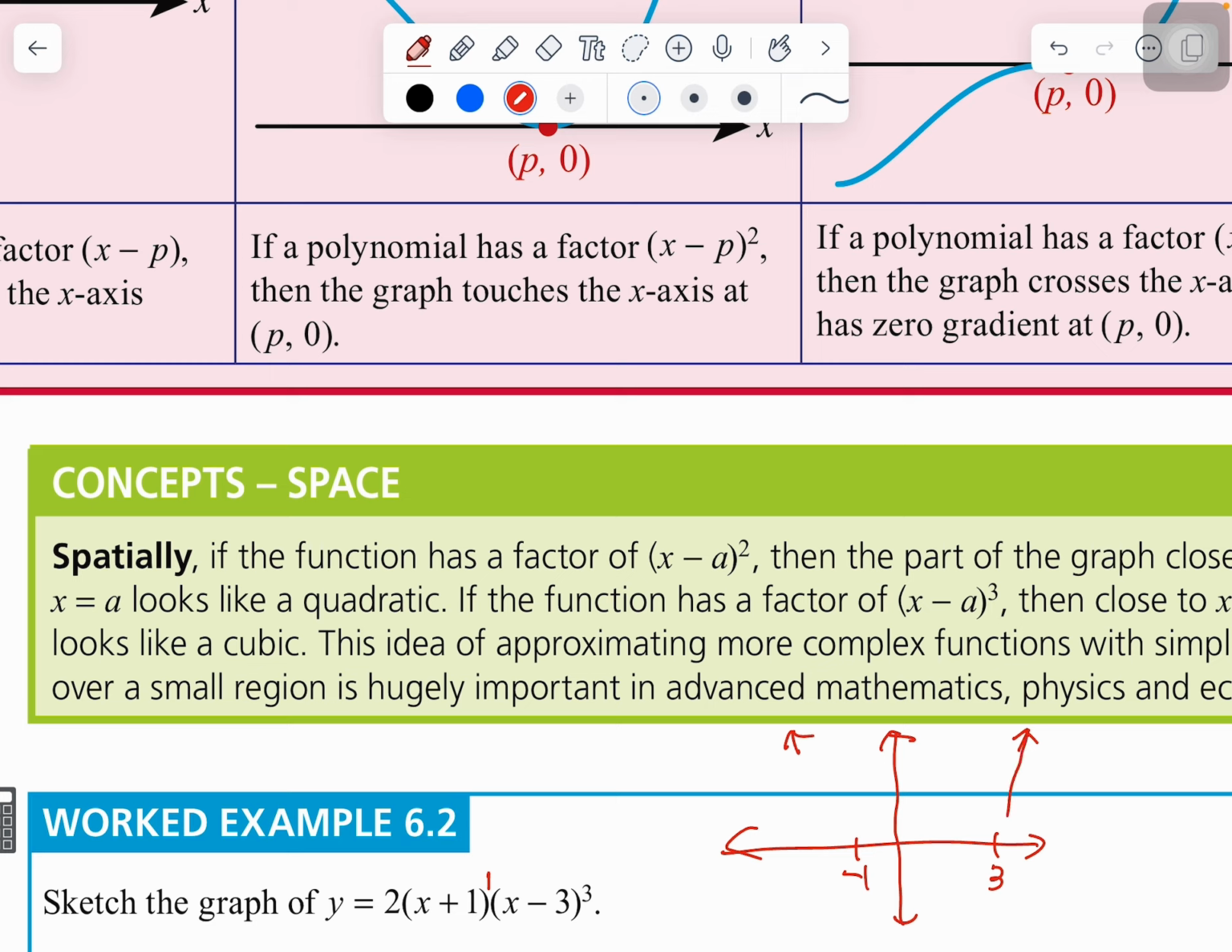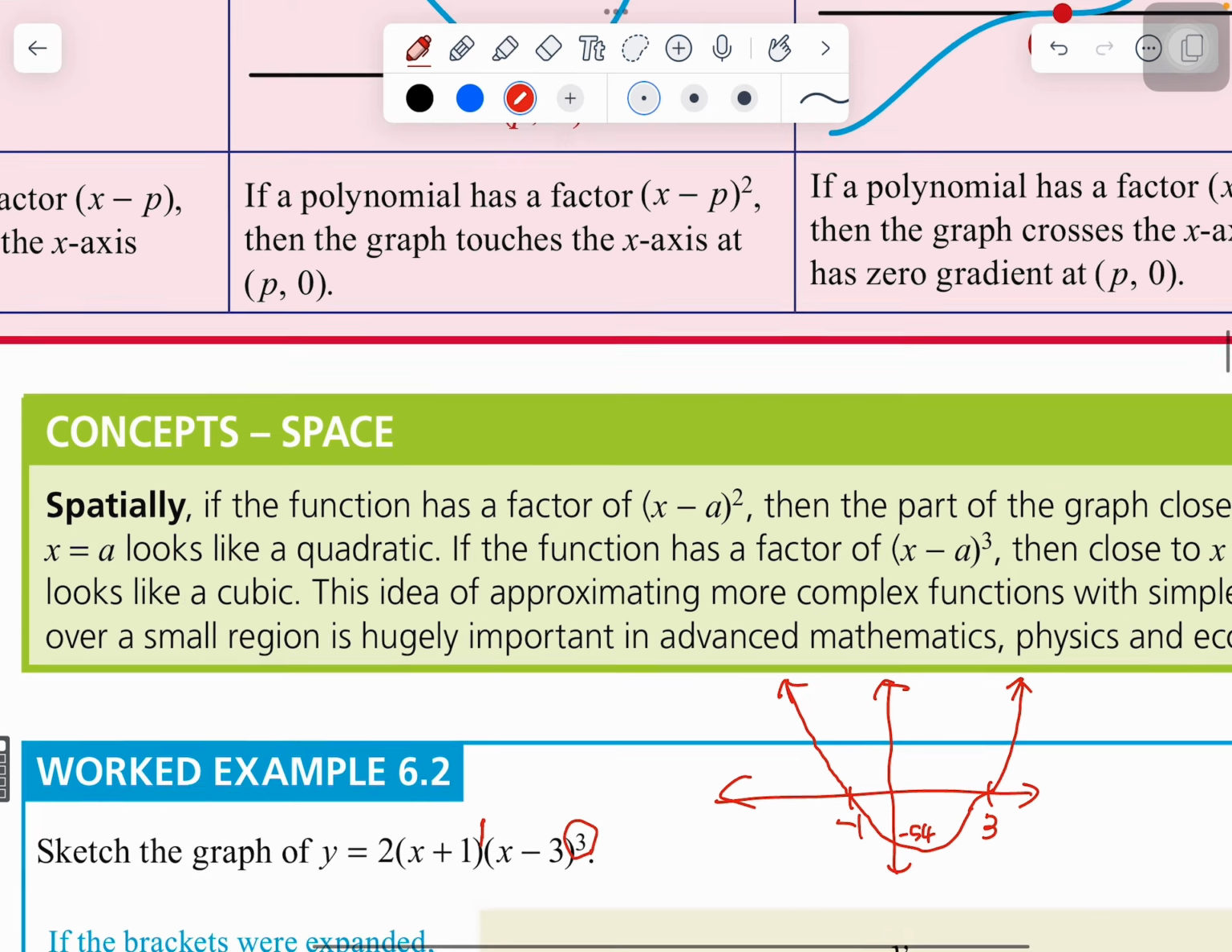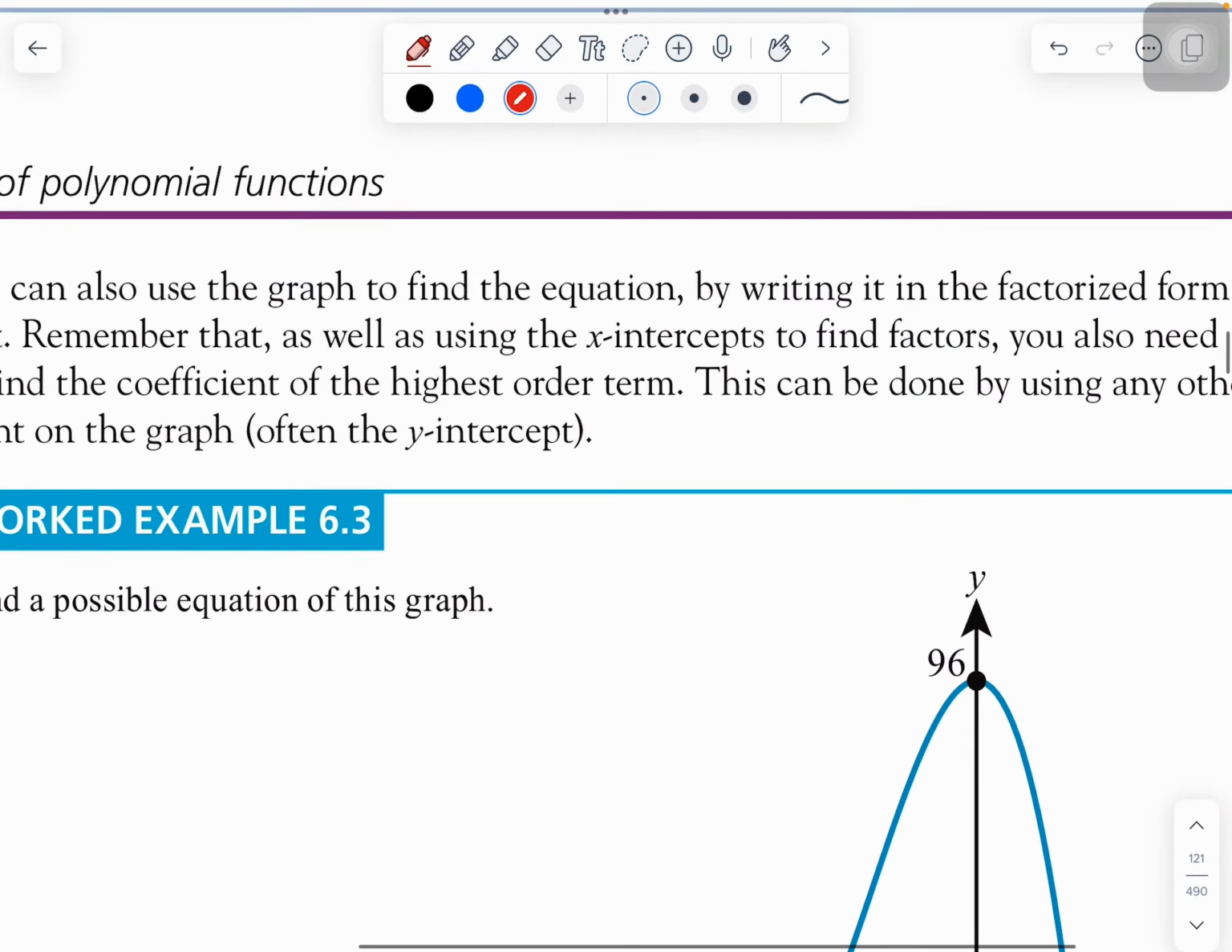So let's go to the x-intercepts and decide how to deal with them. Let's go to 3, and this has multiplicity of 3, so we need to wiggle a little bit like this. And let's go back again, negative 1. This is only 1, so let's cross over smoothly, like this. And the y-intercept is negative 54. Yeah, too much. So this is the graph.